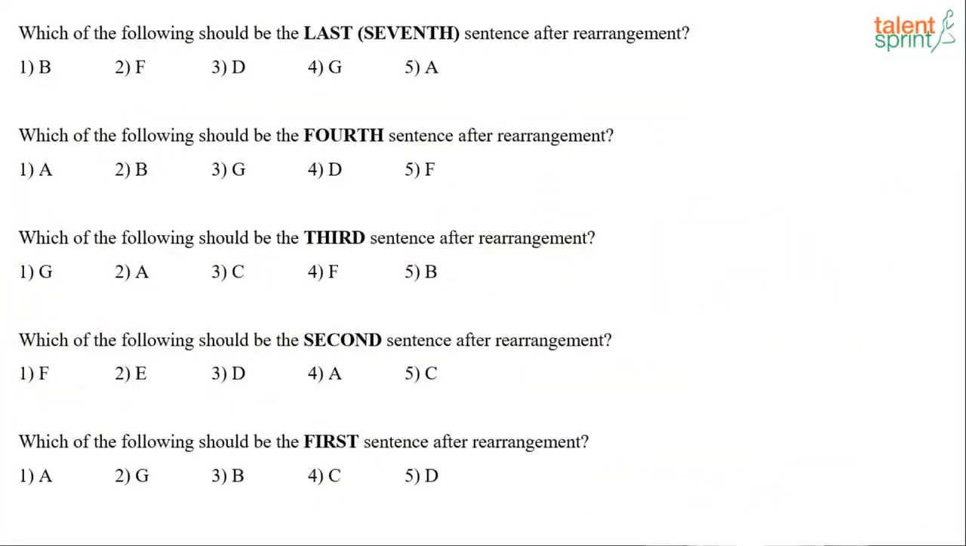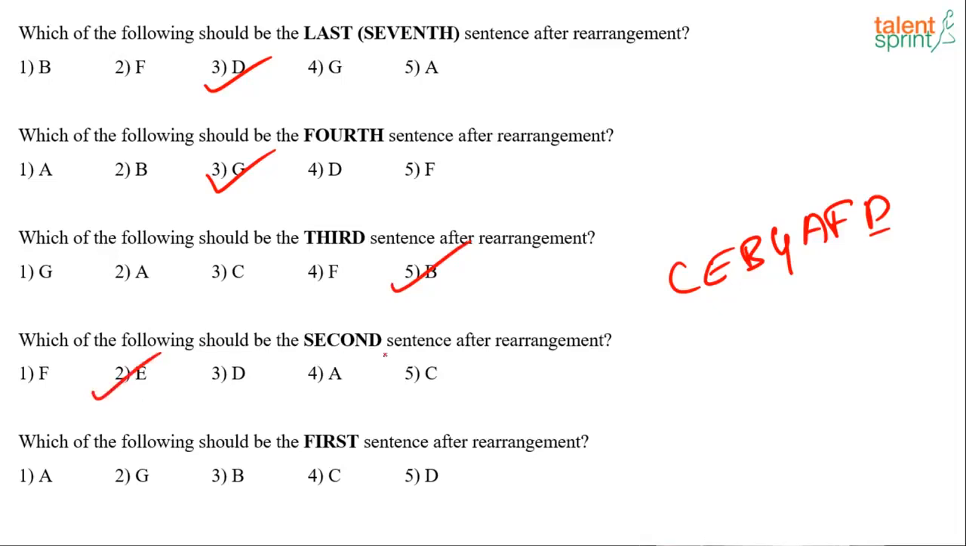Alright, coming back to the question. Which one is the last one? That is the seventh one. It is D, because we have the order C, E, B, G, A, F, D. So last one is D, fourth one, 1, 2, 3, 4, G. Then third is B, that is option 5, second is E, that is option 2, first is C, that is option 4.